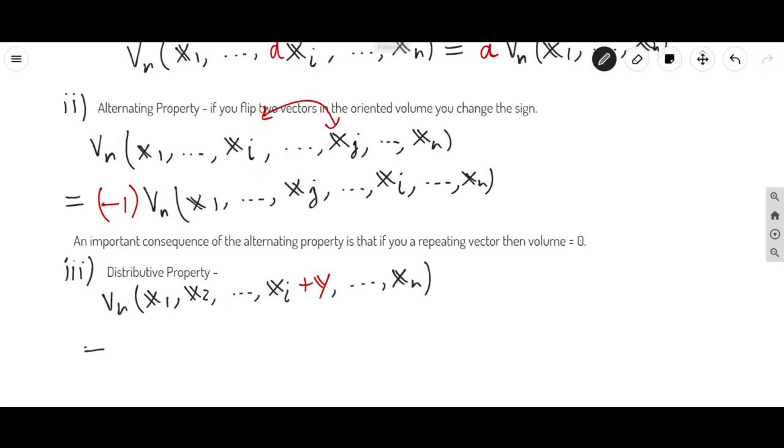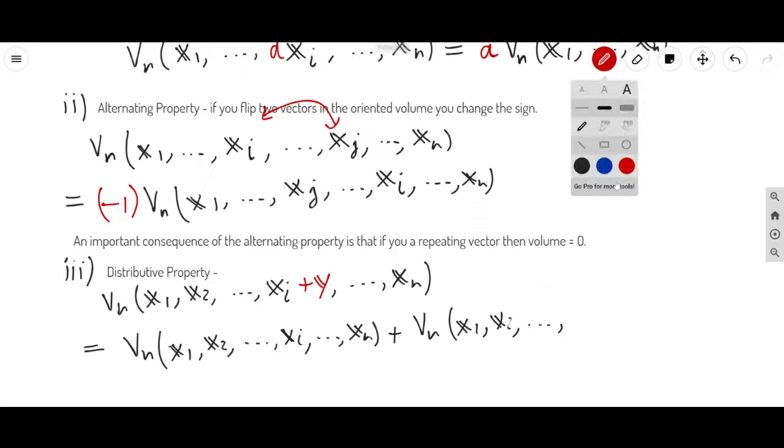Then the distributive property says that it's basically like multiplying these out. It's going to be equal to Vn of x1, x2, xi, up to xn, and then plus Vn of x1, x2, and now you have to do the same thing, but this time with y, and then you have up to xn.